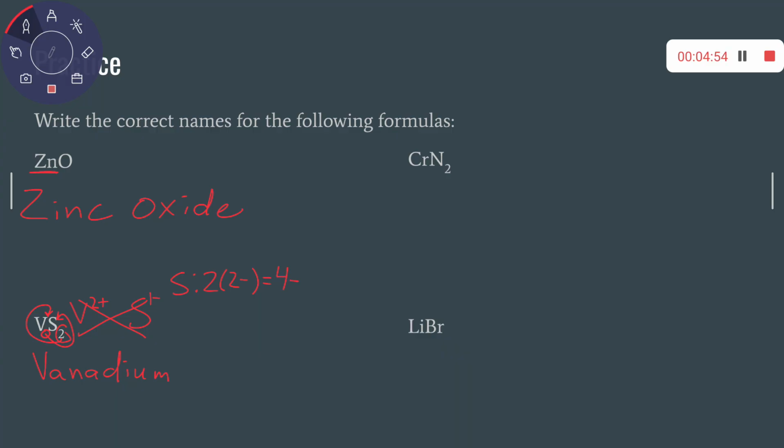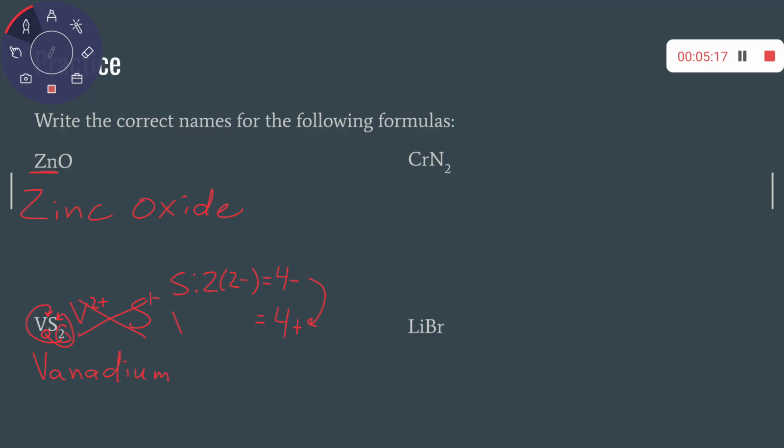Why do I care about the total negative charge? Because every ionic compound has a total charge of 0, which means if my total negative charge is 4 minus, my total positive charge has to be 4 plus to get me to that 0.